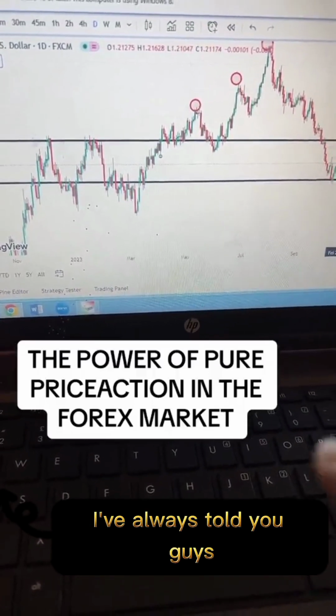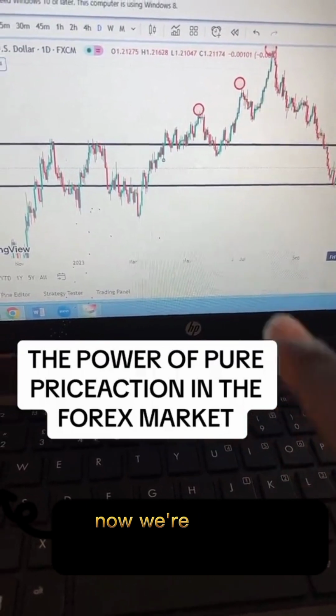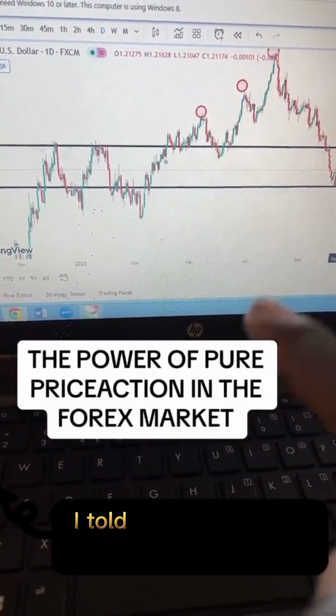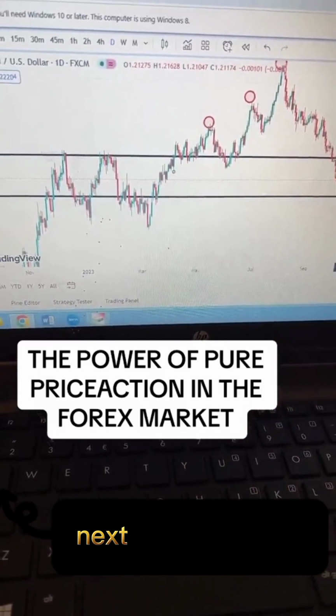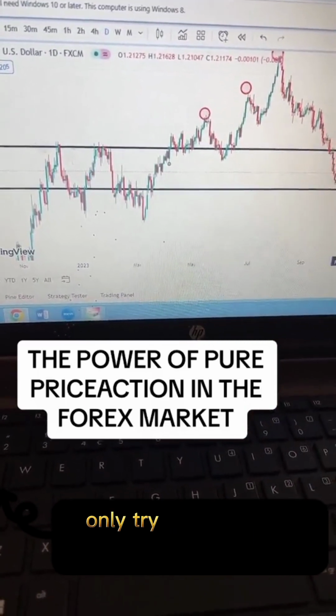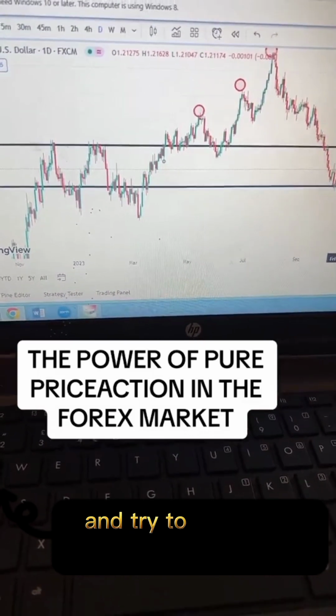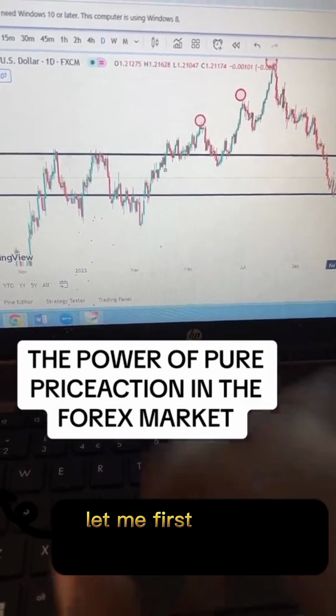I've always told you guys pure price action is the key. Now we're gonna be analyzing GBPUSD. I told you about GBPUSD last week, and I'm gonna be telling you what will happen in GBPUSD next week, possibly. Only try to learn pure price action and try to thank me later. Now before we go, let me first show you something.